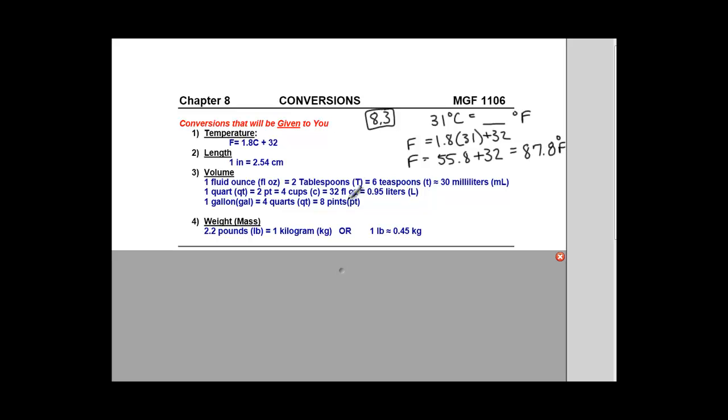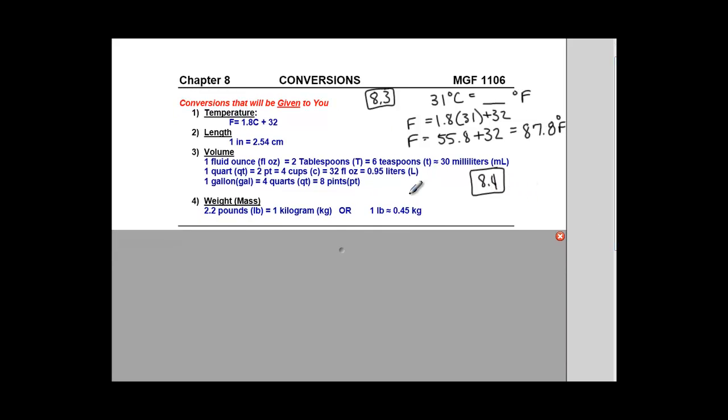And some of these are going to come up in 8.4, I believe. So we'll come back in 8.4 and look back at this chart as well. You'll also be given weight or mass. 2.2 pounds is equal to 1 kilogram. Or if I want to know what 1 pound is, it's approximately 0.45 kilograms, so about half of a kilogram. Okay, so those will be given to you.